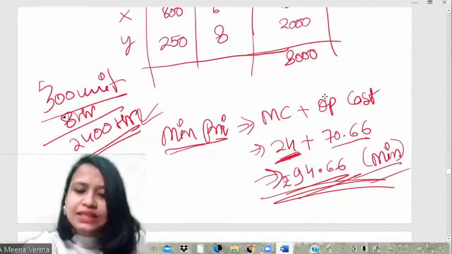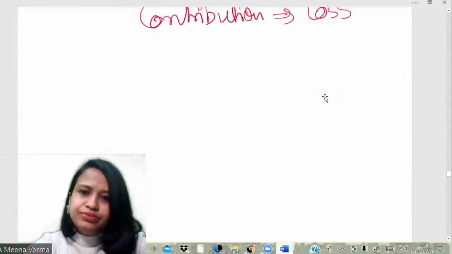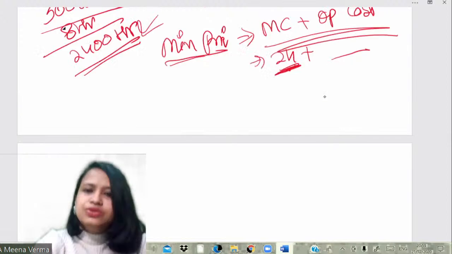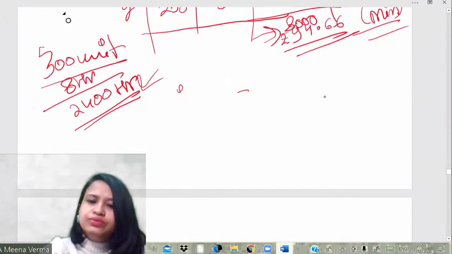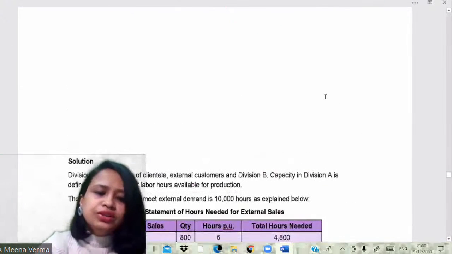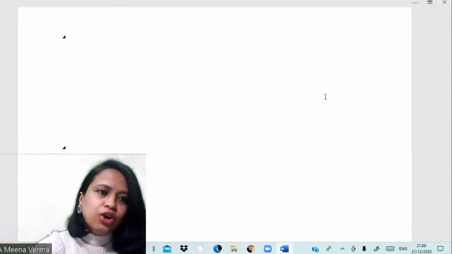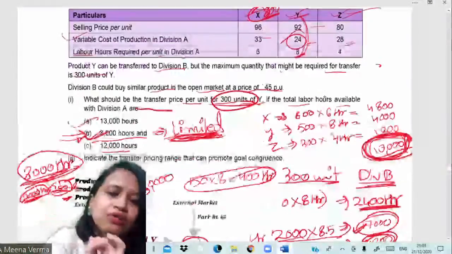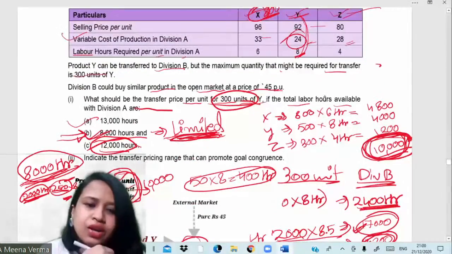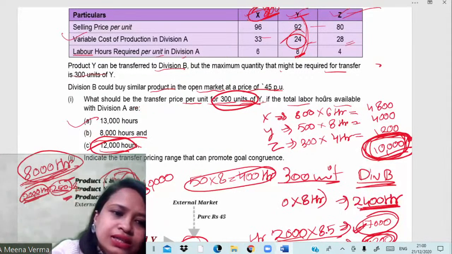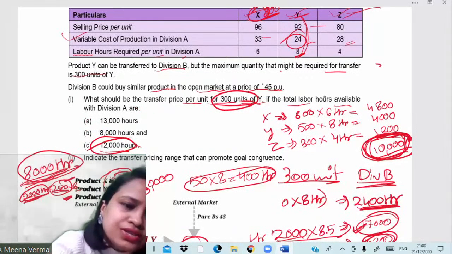Now let us see the third portion also. Now in case of the third portion, what is the condition you have? How many hours are there in the question? 1200 hours you have. In the third case you have 1200 hours.